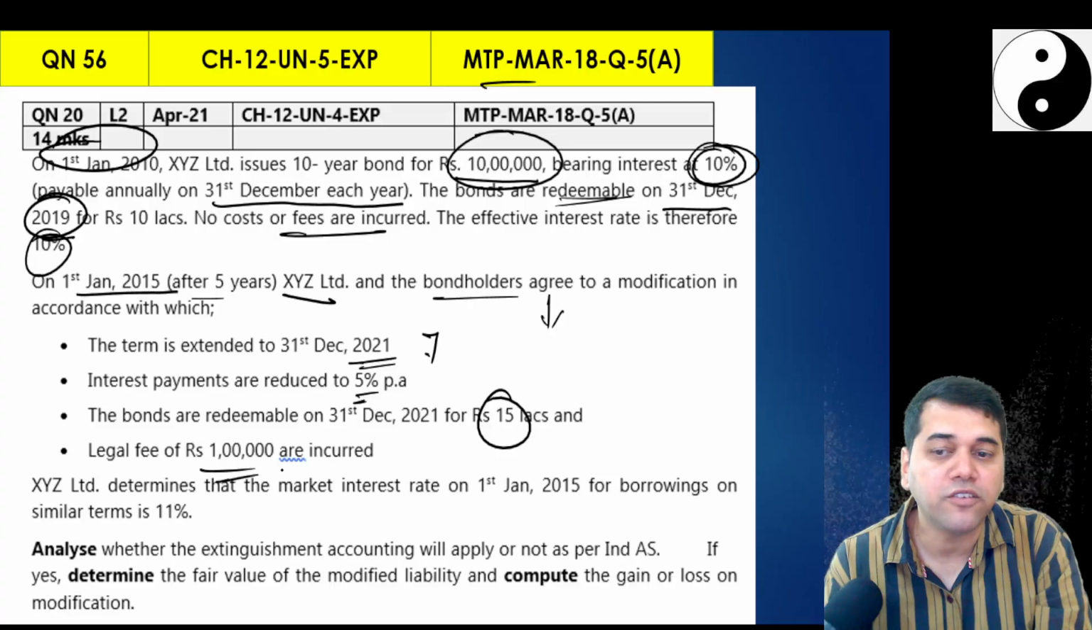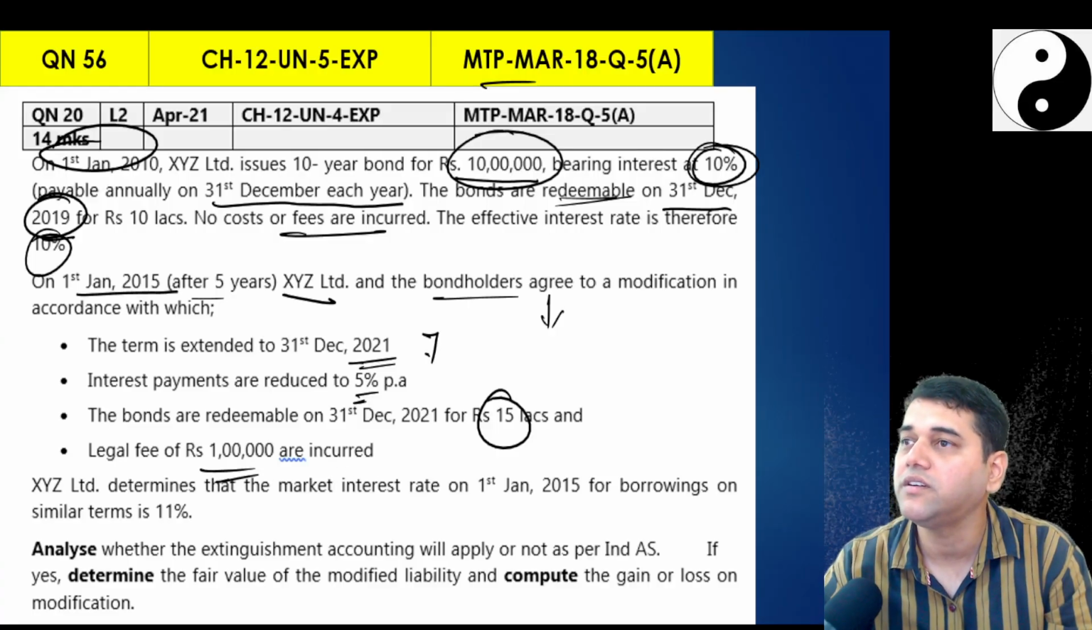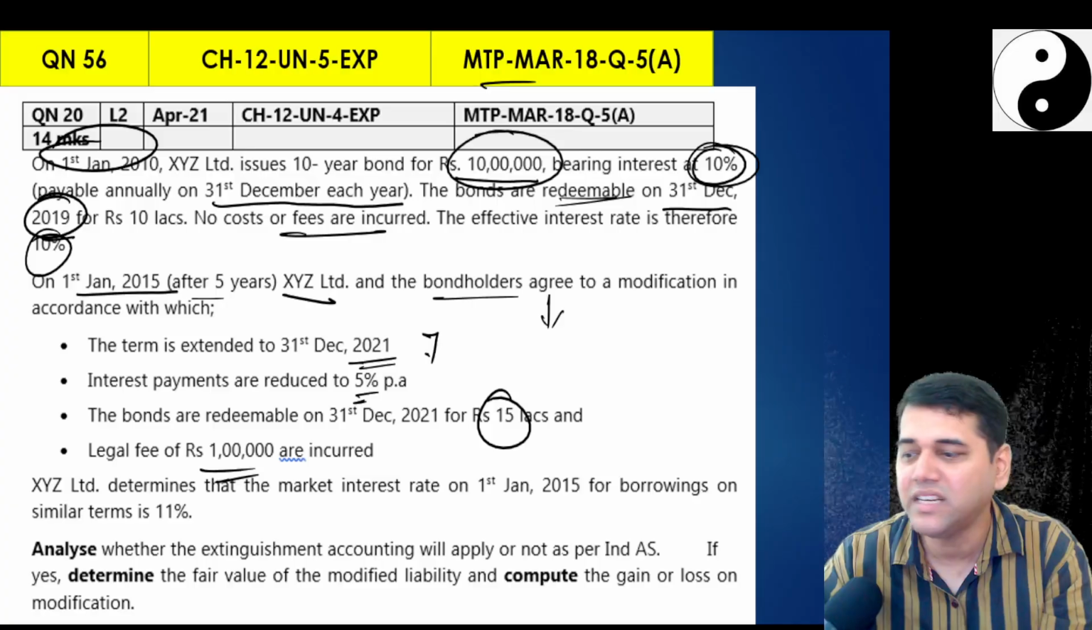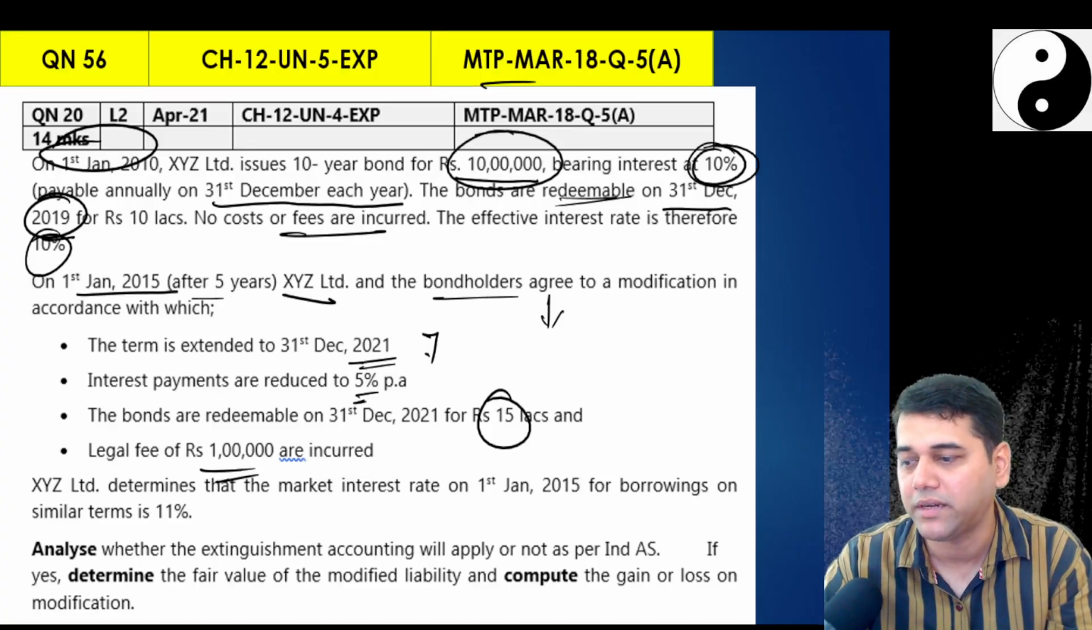The legal fees of 1 lakh incurred for what? What is this legal fees incurred for? For old or for the modification? For old, because literally I want to modify it. So generally we assign it to the old agreement. Followed, no?